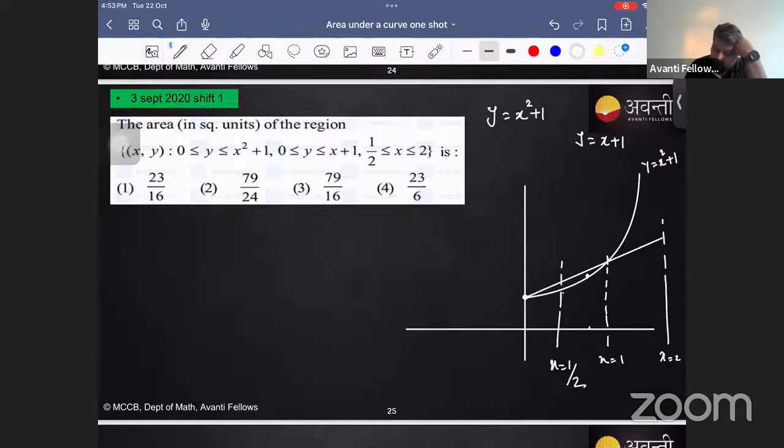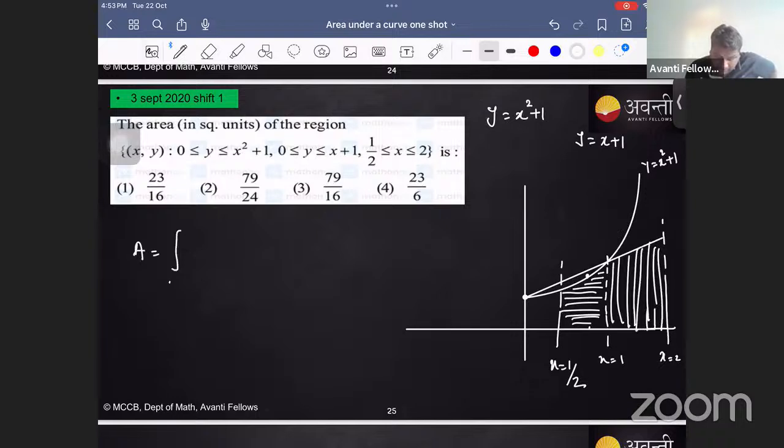So from 1 by 2 to 1, you will be having this graph, which is x square plus 1. And from 1 to 2, you will be having this graph, which is below the line. So area will be what? Integration 1 by 2 to 1 of x square plus 1 dx, and between 1 to 2 it will be the line, x plus 1 dx. Am I correct?